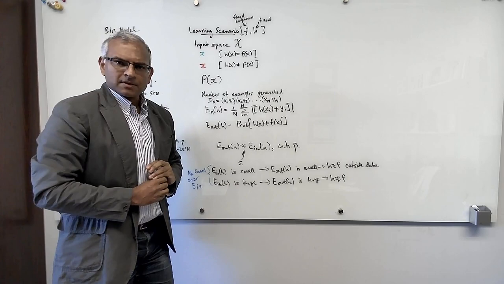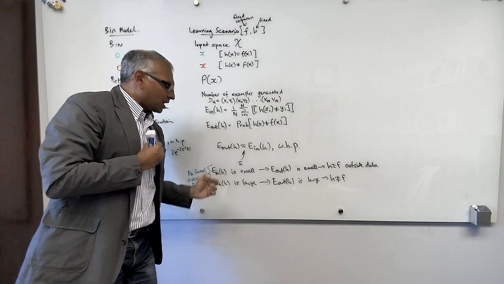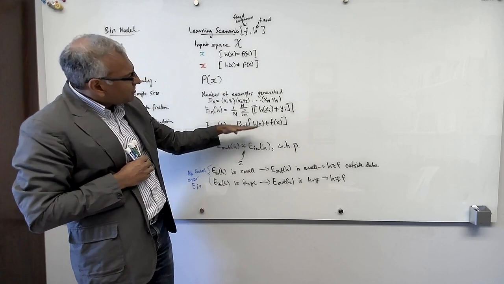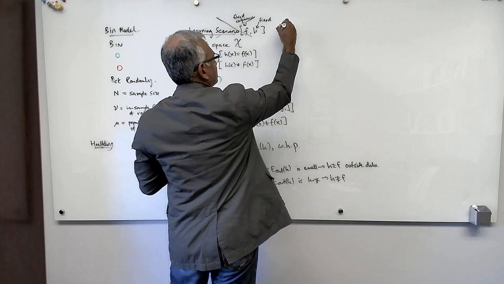We sort of run this experiment, then we compute E_in, we look at it, and we see it's small. Oh, good, I'm happy, I've got a good h. It's large. Oh no, I'm done, I've got a bad h. And rather than learning, it's better to term this experiment verification. So this is not learning. Even though it's a scenario very similar to learning, it's actually verification.